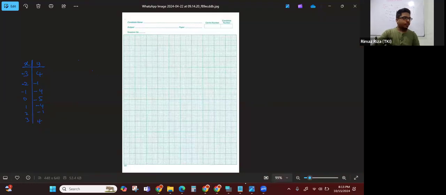So let's draw the graph. First I want to consider the range. You can see that x is ranging from -3 to plus 3. The range of x is minus 3 to plus 3. And the range of y is plus 4 to minus 5. So the maximum value is 4 and the minimum value of y is minus 5. So considering this, I can start to draw the graph.